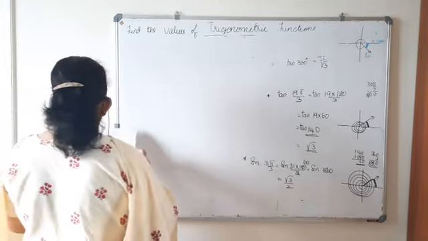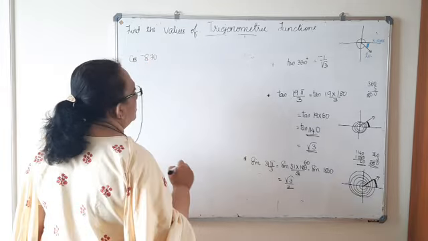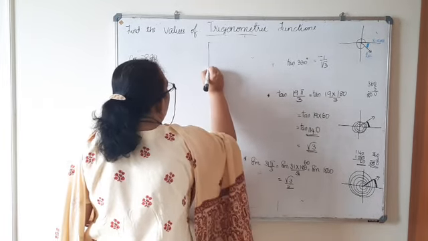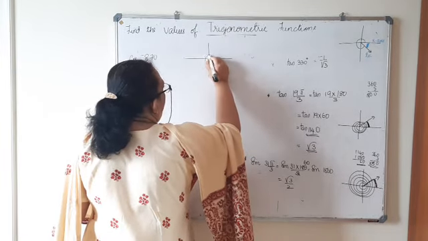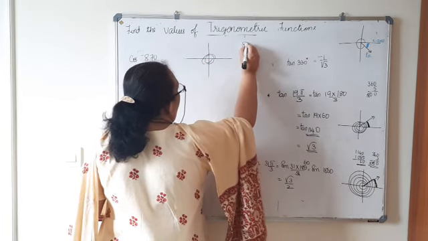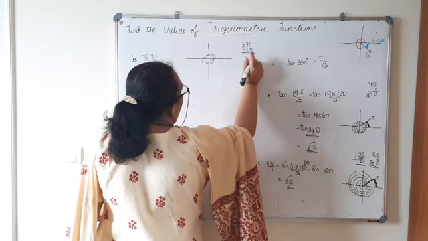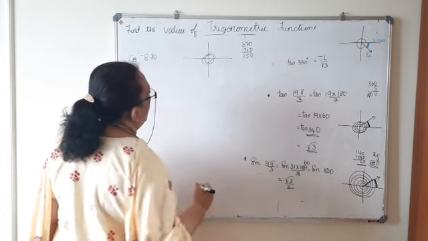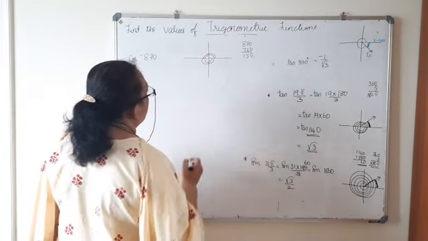Next one, cos minus 870. So it is negative. 870 means the rotation will be in the clockwise direction. 360, 720. 870 minus 720 is 150.